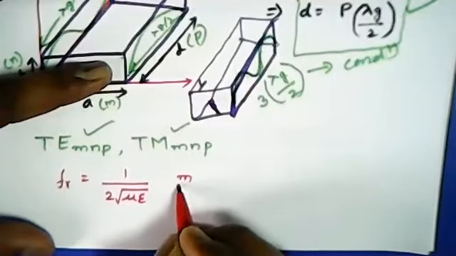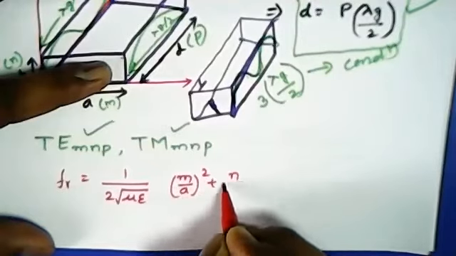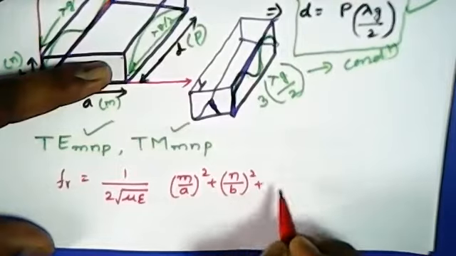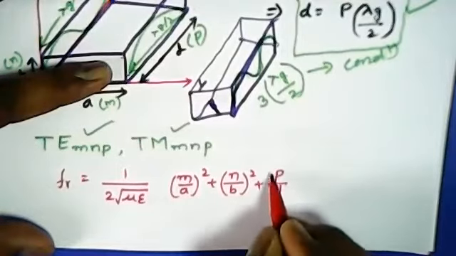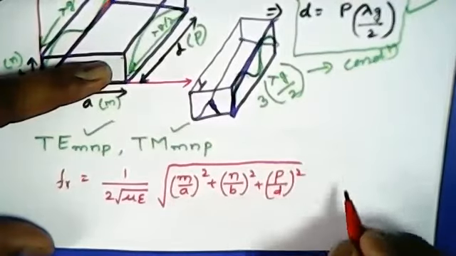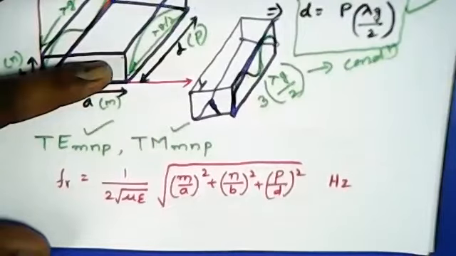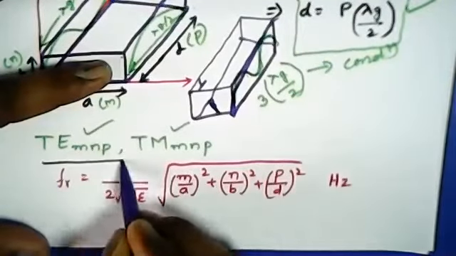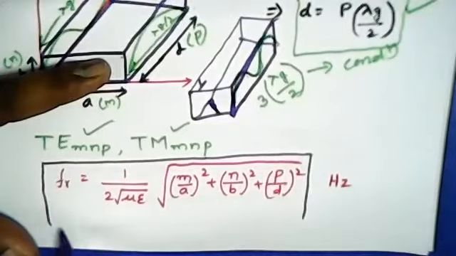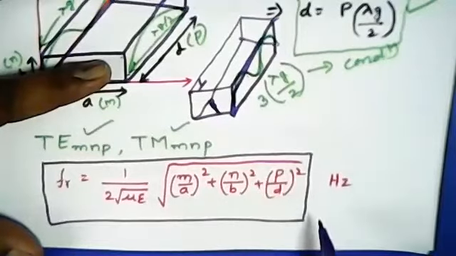We have M by A, same whatever we have written there, we have 2, but here we need to write 3, M by A whole square, N by B whole square plus P by D whole square. It is under root, and this is in terms of hertz. So this is the expression we have for resonant frequency. Please do remember, they'll be asking problems based upon this. So this is the condition of resonant.